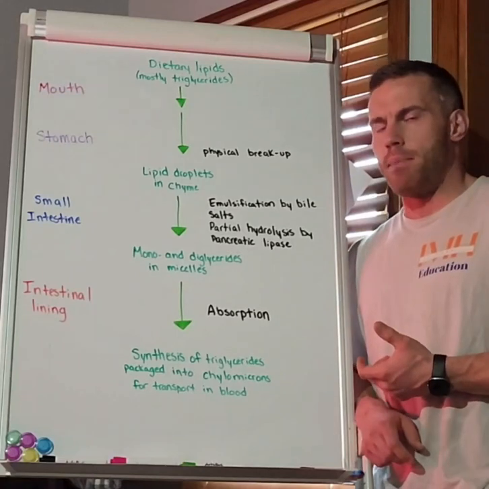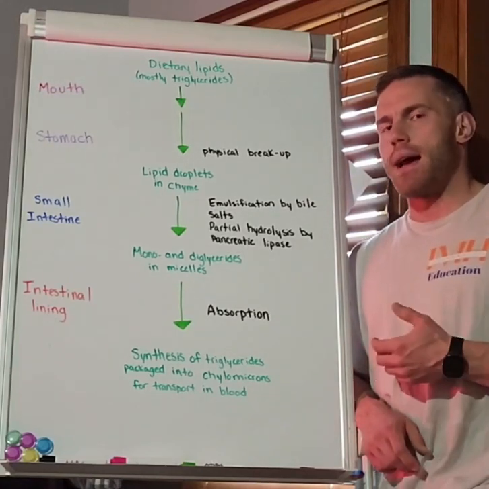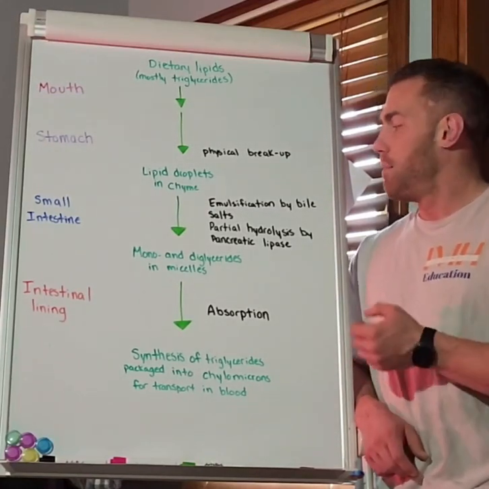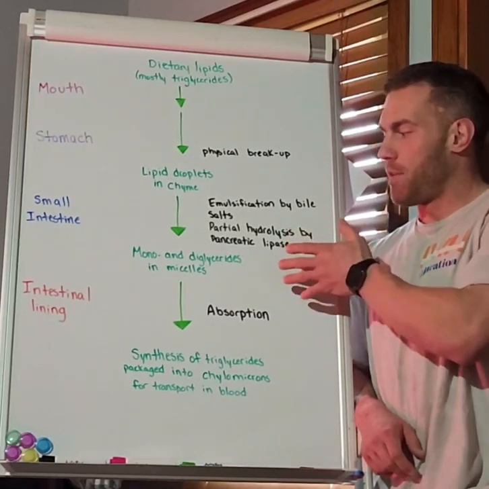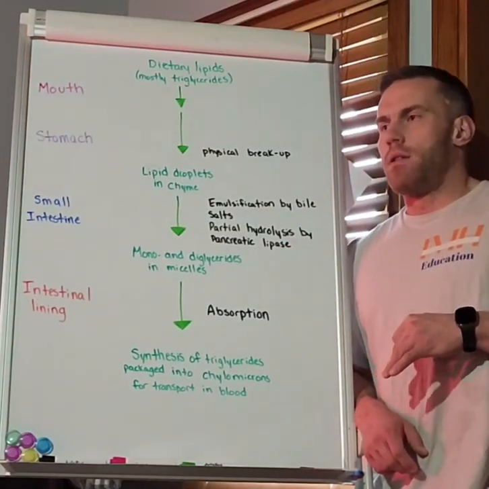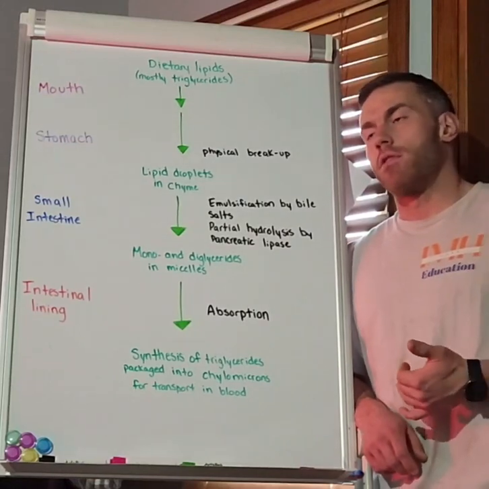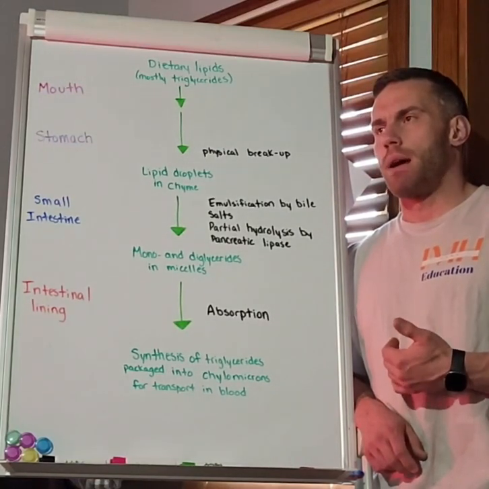So there's a couple things that happen here. One, and this is a big one, we have emulsification of fats by bile, which is going to be from the liver. There's kind of two prongs to that. One, we have bile production by the liver, and we also have bile storage by the gallbladder.